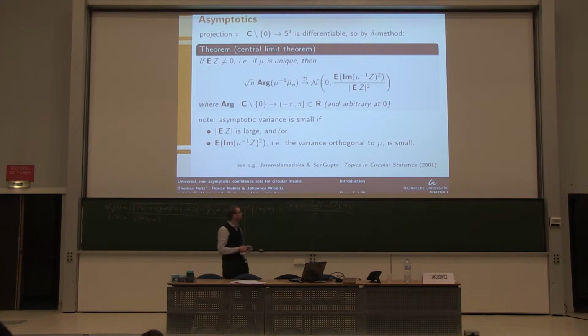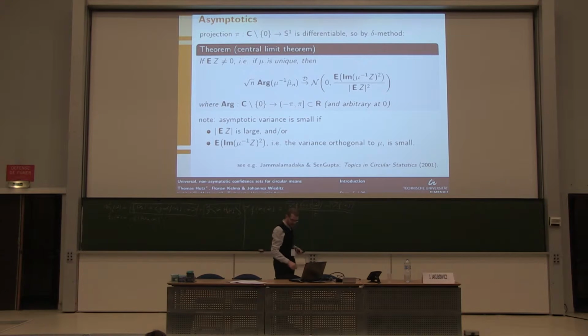Note that the asymptotic variance is going to be small either if the numerator here is small, which means that you have a small variance perpendicular to the mean direction, and it's going to be small if the length of the Euclidean population mean is large, which means that it is close to the circle, and then of course you have less variability.